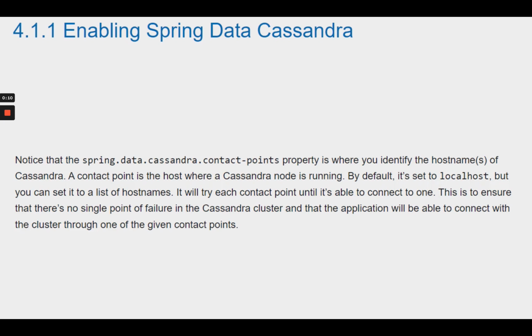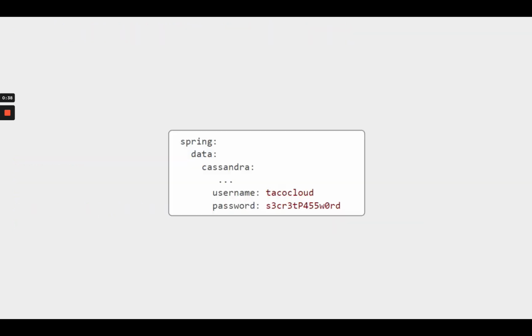The spring.data.cassandra.contact-points property is where you identify the host name or names of Cassandra. A contact point is the host where a Cassandra node is running. By default, it's set to localhost, but you can set it to a list of host names. It will try each contact point until it's able to connect to one. This is to ensure that there's no single point of failure in the Cassandra cluster, and that the application will be able to connect with the cluster through one of the given contact points.